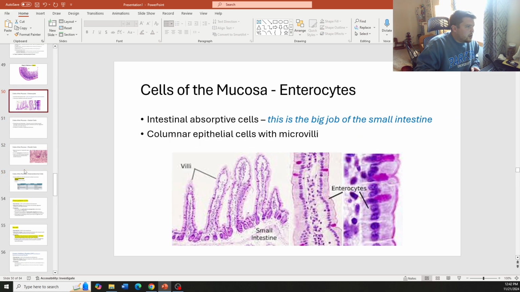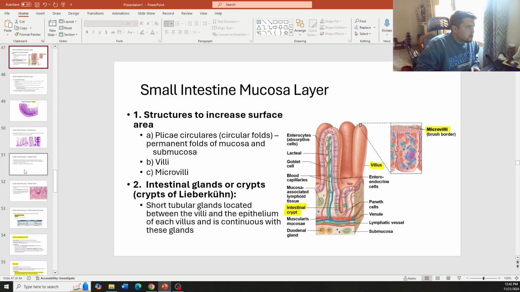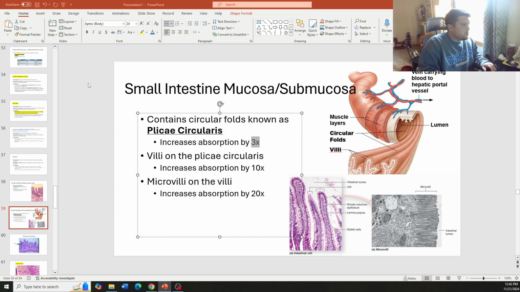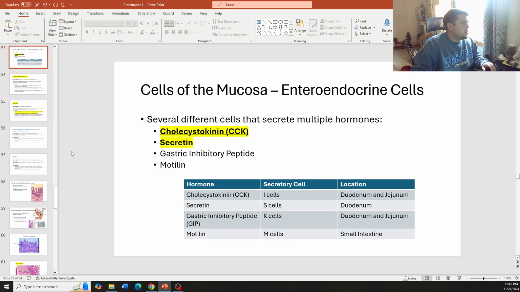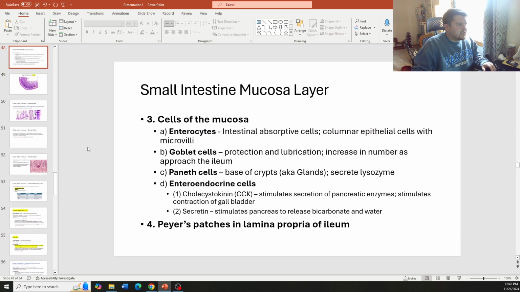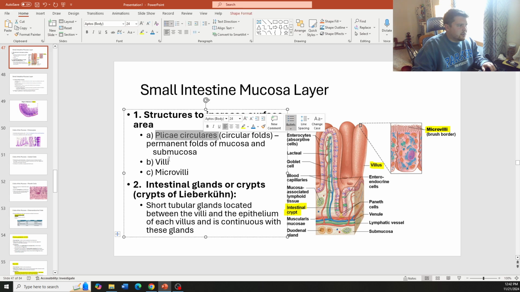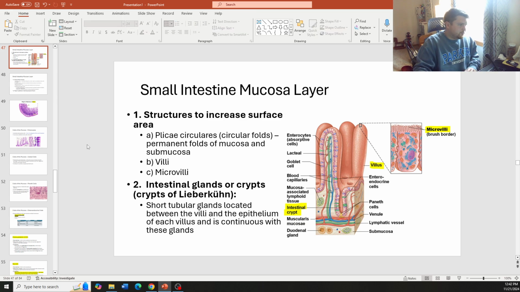I thought that I had... Okay, I covered it a little bit later on. Okay, it's between the 2. Well, we're going to come back to these guys, the plicae circularis, the villi, and the microvilli. We're going to come back to those, and I'll have a couple of good pictures and stuff for those.